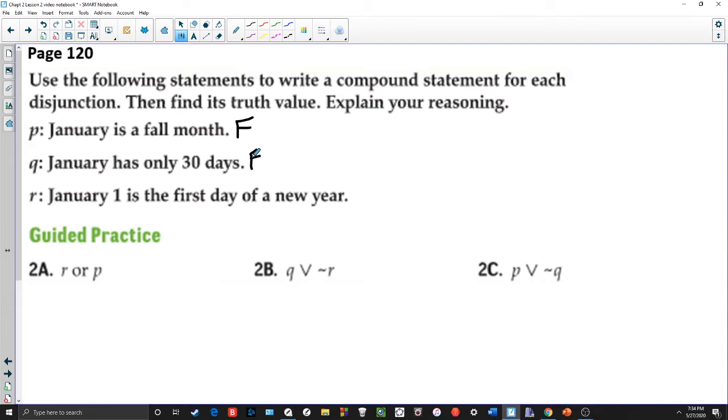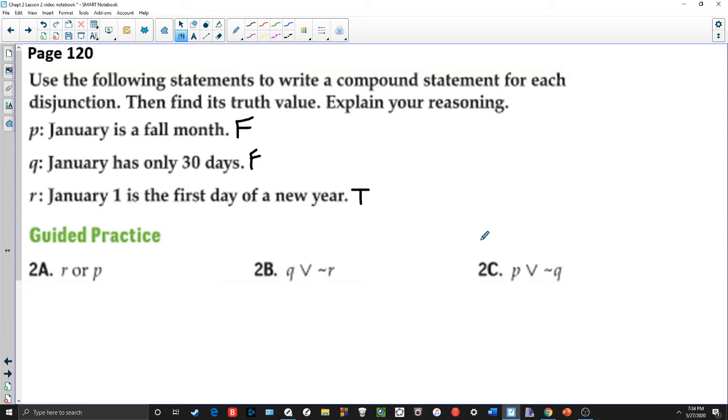January has 31 days. January 1st is the first day of a new year. Now, again, depending on where you're at, January 1st might not be the day you mark the new year, quote unquote, but for most people in most countries, this is a true statement. So January 1st is usually the first day of a new year. So I just say a true statement.